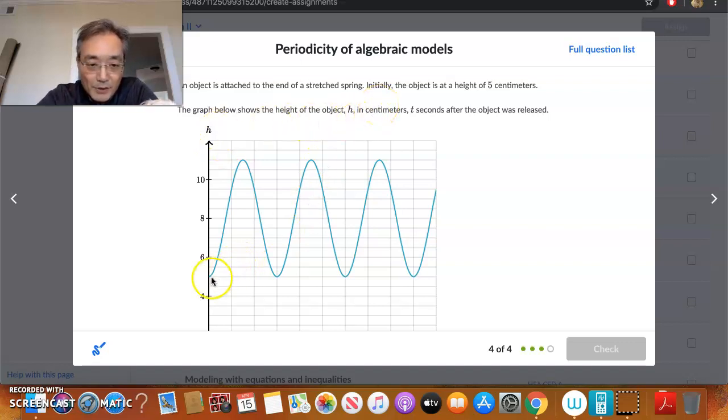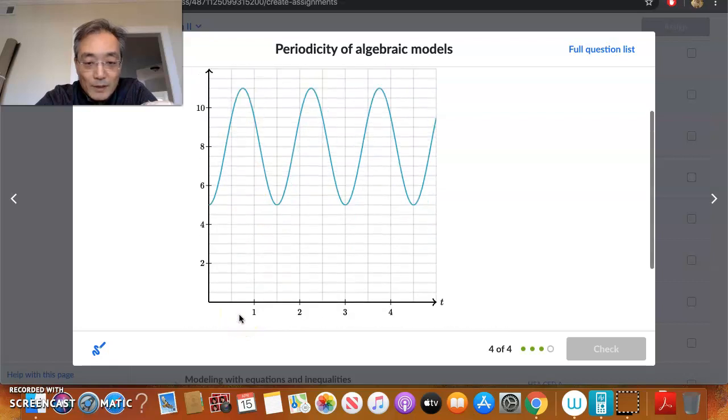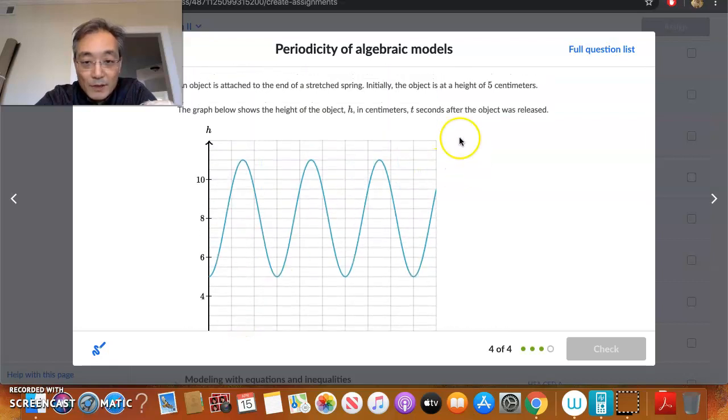So definitely, as you can see, when it's released it's at 5, but then the height increases all the way up to, what is this, 11, right? Because it goes in twos, like halves. So 10.5, 11. So the height already increases up to 11 up here, okay? Within less than 1 second, I believe. T is in seconds, right?